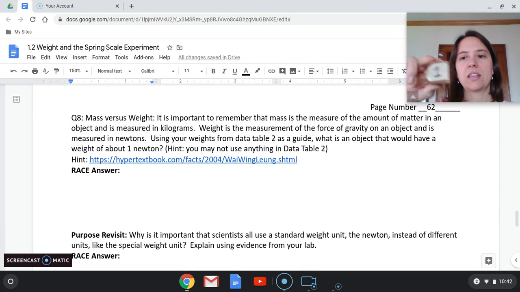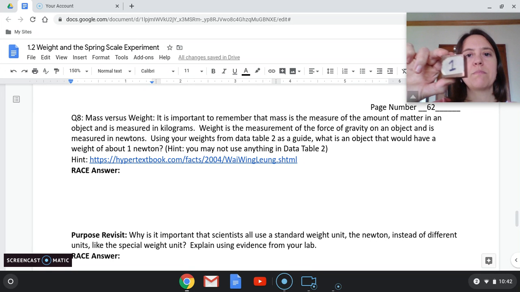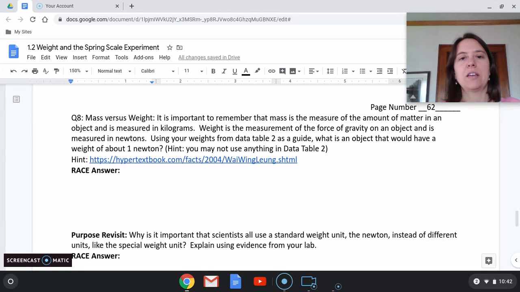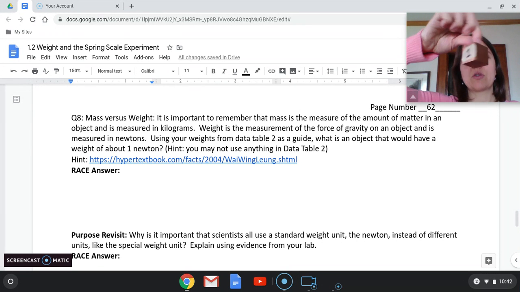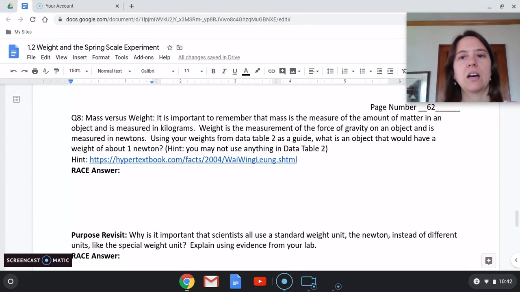So if we were to take this to Mars, its mass would stay the same. It would have the same amount of stuff in it, but its weight, the force of gravity on it, would be different because acceleration due to gravity on Mars is different than it is here on Earth.